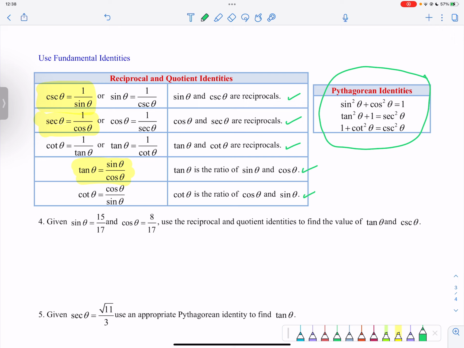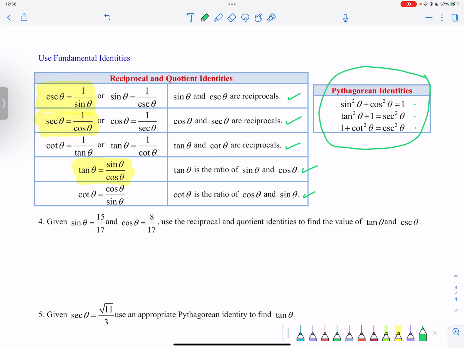Okay? So sine squared plus the cosine squared of theta is 1. The tangent squared plus 1 is equal to the secant squared, and 1 plus the cotangent squared is equal to cosecant squared. We will have a formula sheet. We are finishing that up. It is a lot to remember. You just need to know how to use all of this.